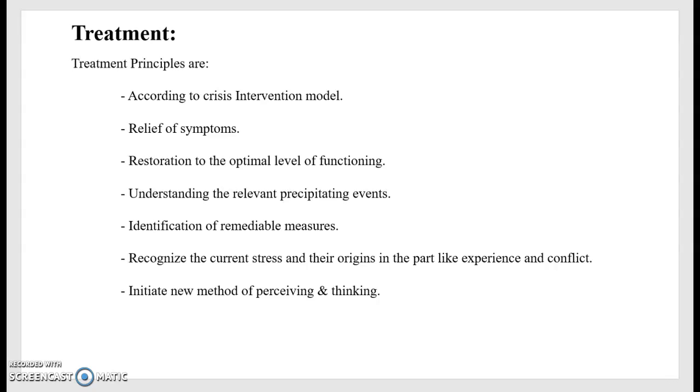Treatment principles are, according to the crisis intervention model: relief of symptoms, restoration to the optimal level of functioning, understanding the relevant precipitating events, identification of remediable measures, recognizing the current stress and its origins in past experience and conflict, and initiating new methods of perceiving and thinking.